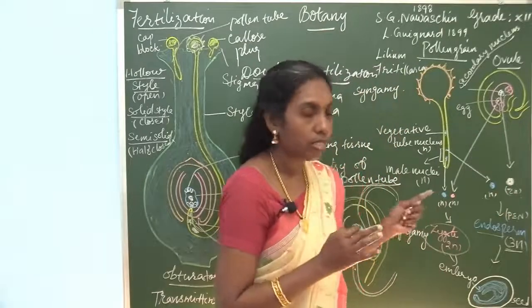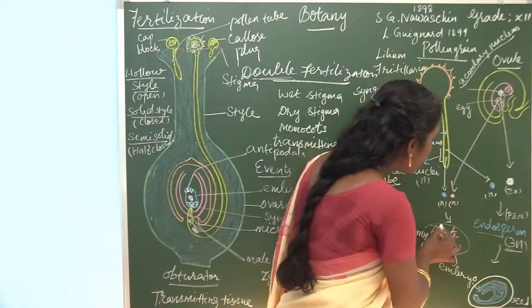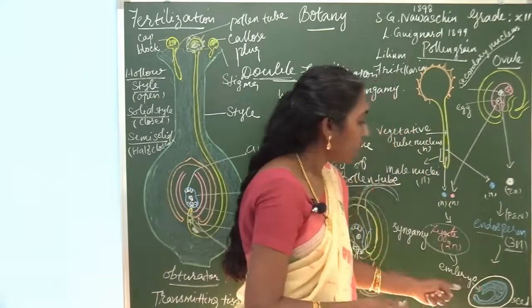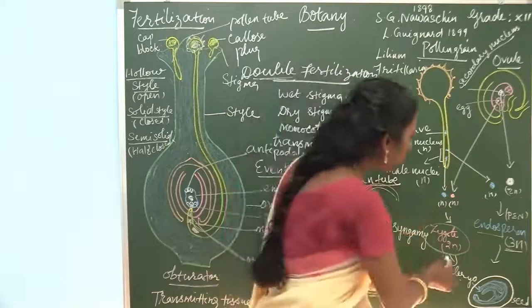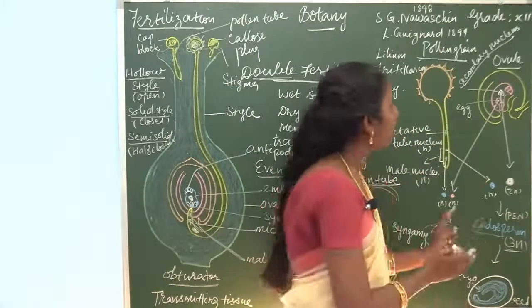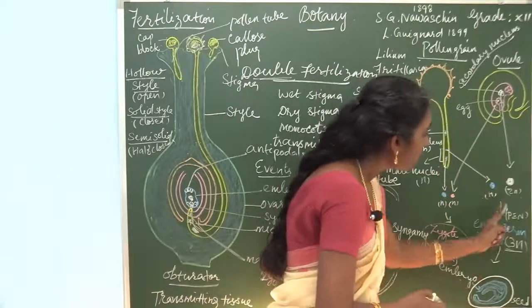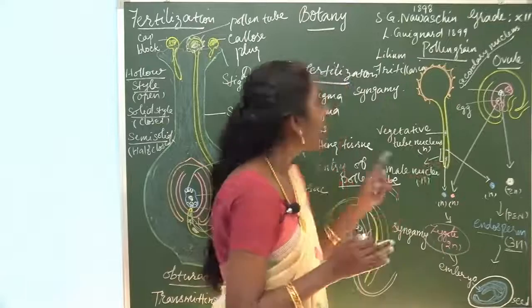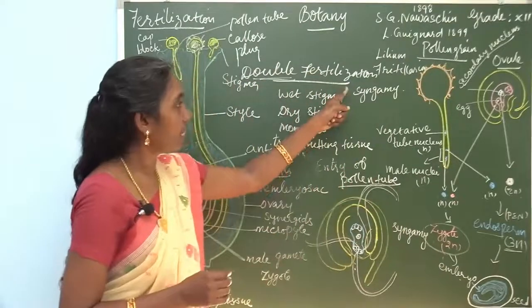One word question, which is very important. This zygote develops into the embryo, and the endosperm nourishes it. From the embryo, the seed is produced. So this is the process. There are two fertilizations taking place. So the phenomenon is known as double fertilization.